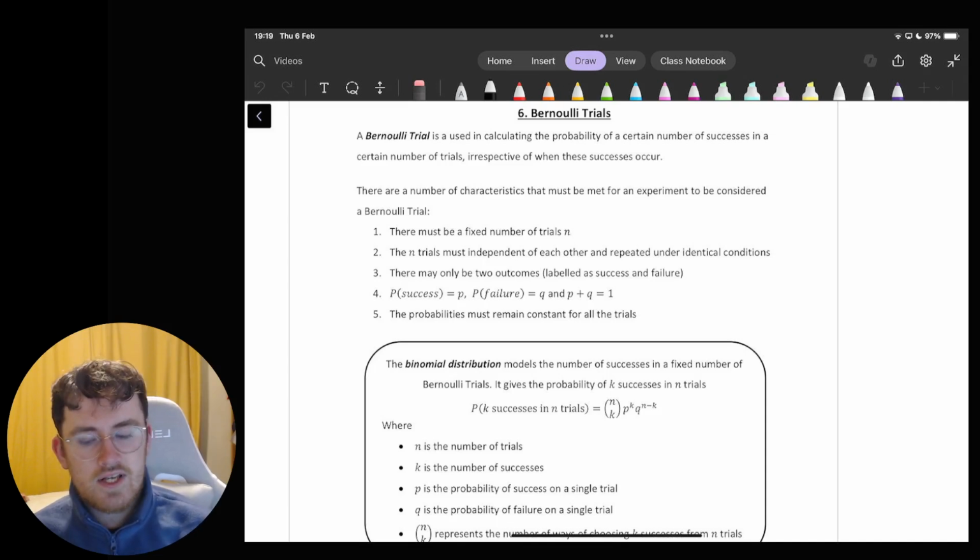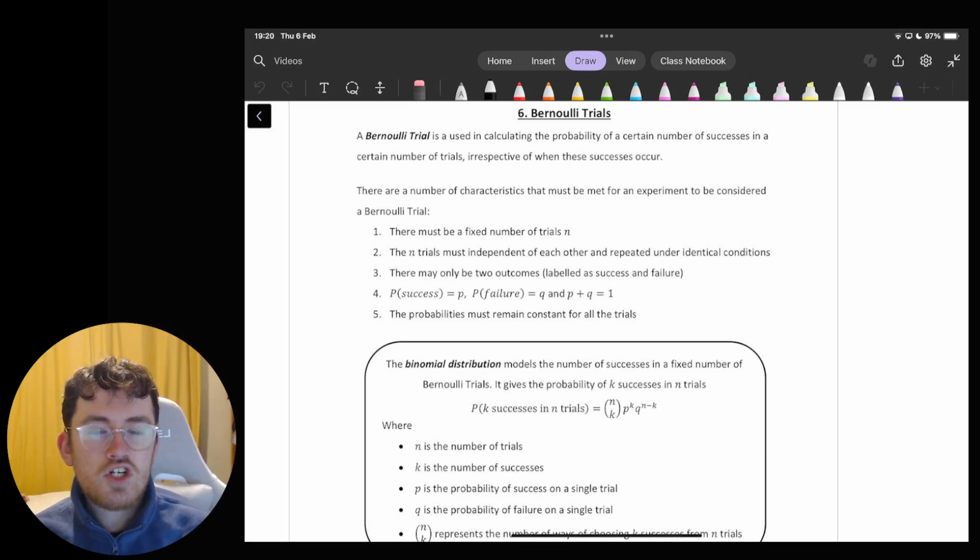So we'd be looking for questions like: find the probability that they hit the target twice in their 5 shots. Okay, it doesn't matter where in those 5 shots these two successes happen, so long as there are only two.